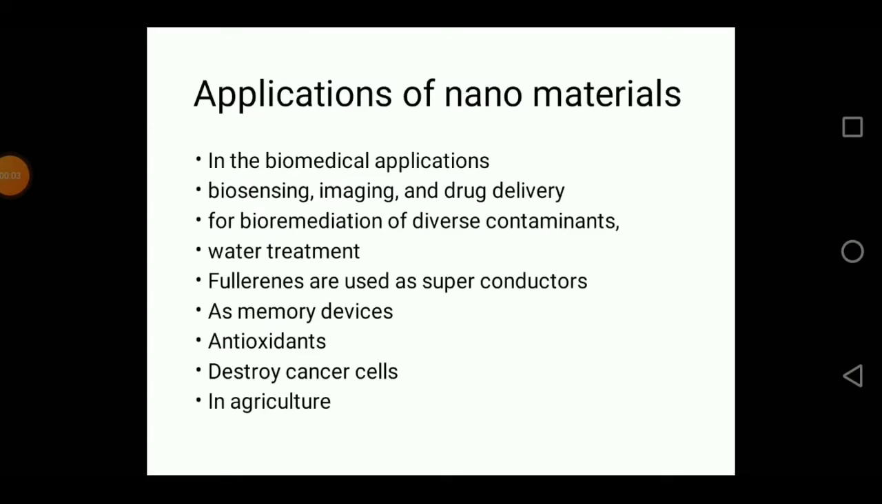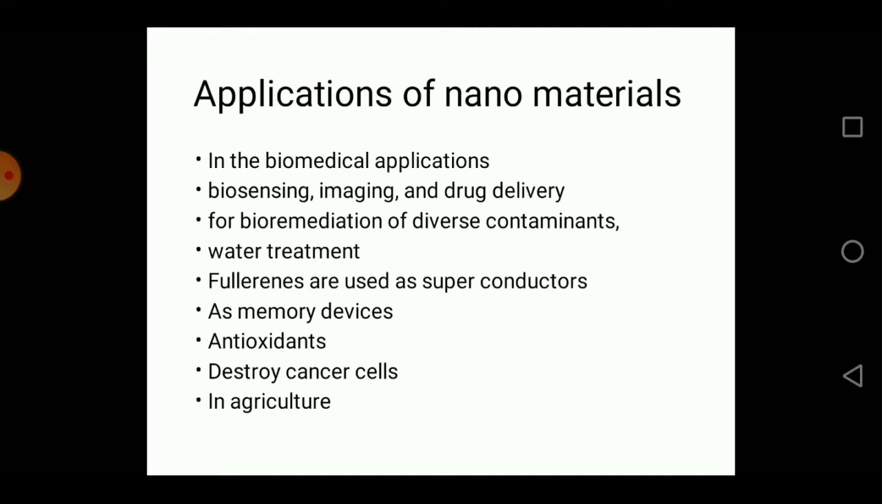Finally, we look into the applications of nanomaterials or nanoparticles. Nanoparticles find applications in the biomedical field, that is for therapeutic values, that is drug delivery system and gene transformation. They're also used in biosensing, bioimaging, and drug delivery systems. Also, they find applications in bioremediation of diverse contaminants. Also for water purification, that is water treatment, they use nanoceramic filters. And fullerenes are used as superconductors at low temperatures of 10 to 40 Kelvin. They're also used as memory devices, that is carbon nanotubes will function as memory devices.